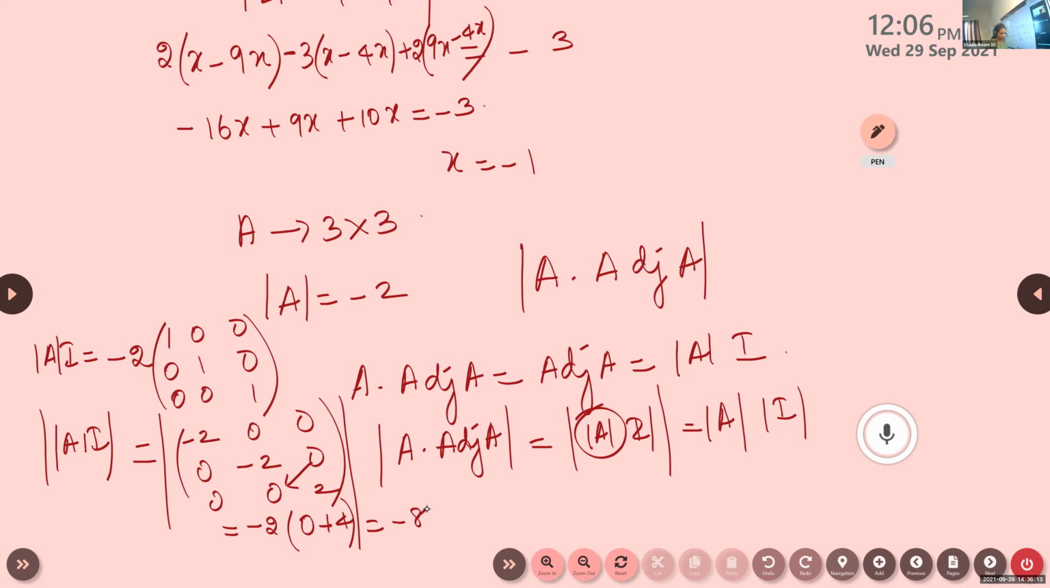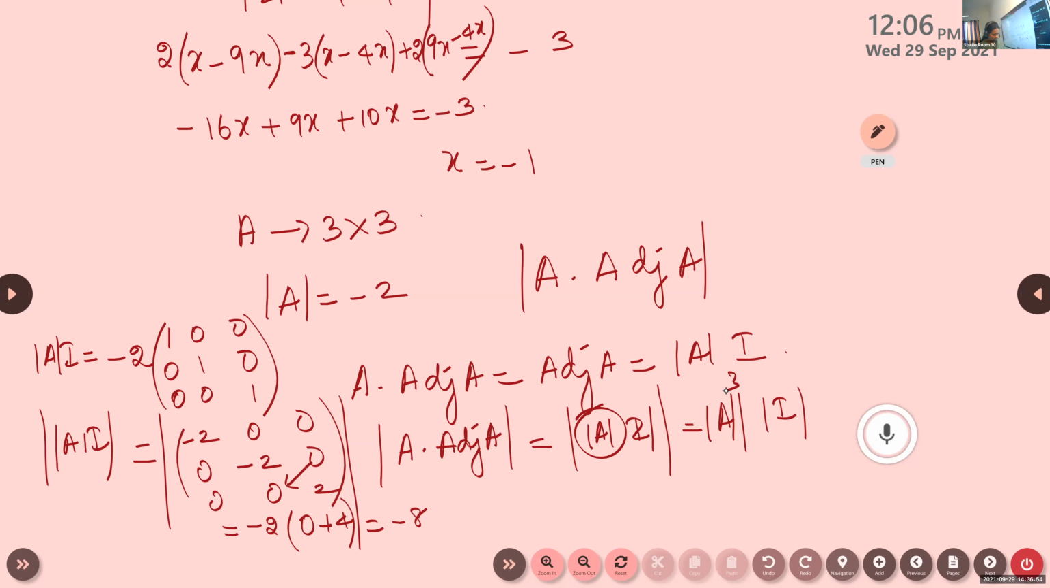Yes or no? What is the property we have learned for any square matrix A? A into adj A is equal to determinant A into I. So here it is determinant A cube into I. Okay. Yes or no? Aditya, Tomlin. Yes, ma'am.